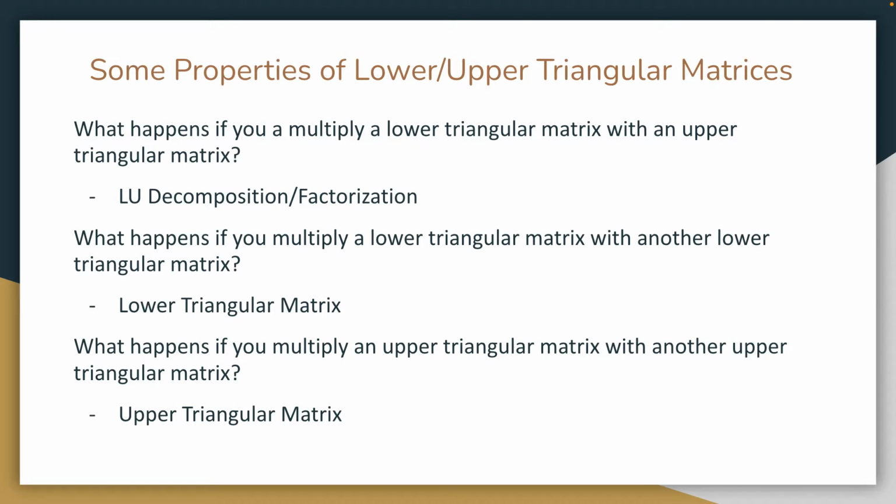If you multiply a lower triangular matrix with an upper one, you get what's called an LU factorization or decomposition. Multiplying two lower triangular matrices will give you a lower triangular matrix, and multiplying two upper triangular matrices will give you an upper triangular matrix.